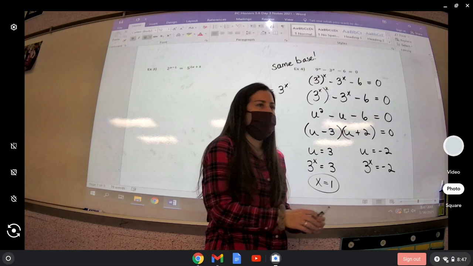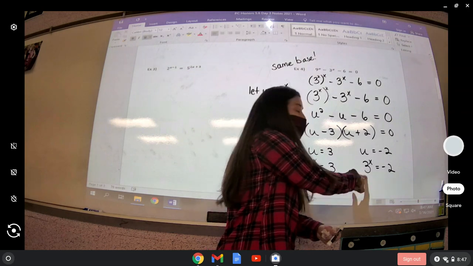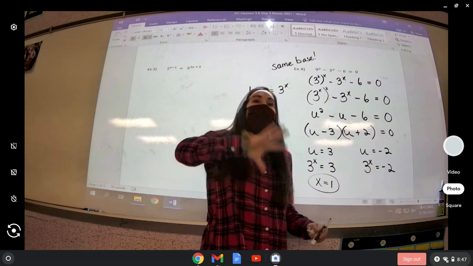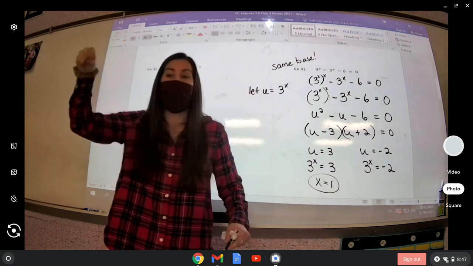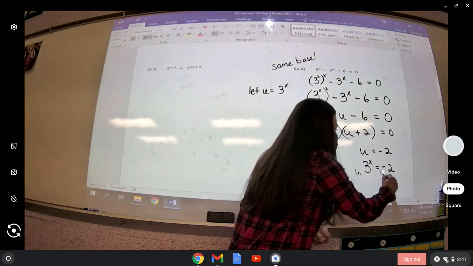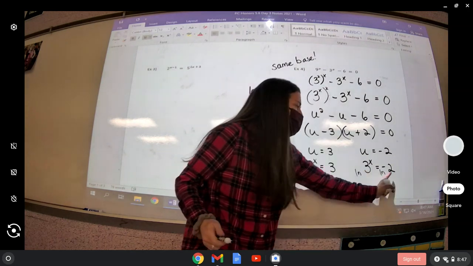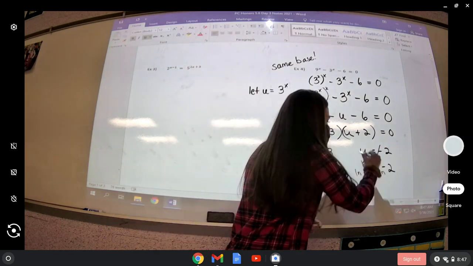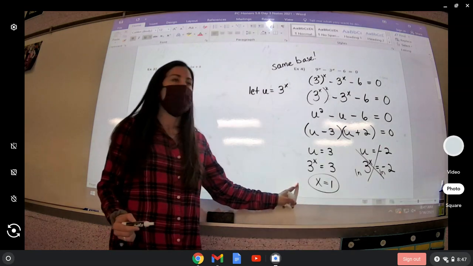3 to the x equals negative 2. Is anything, any positive base raised to any exponent, ever equal to a negative number? Do negative numbers come out of an exponential? No. And if I tried to solve this one by taking the natural log of both sides, then I'd be taking the natural log of a negative number. Are we allowed to do that? No. So this is extraneous, and we only get one answer.